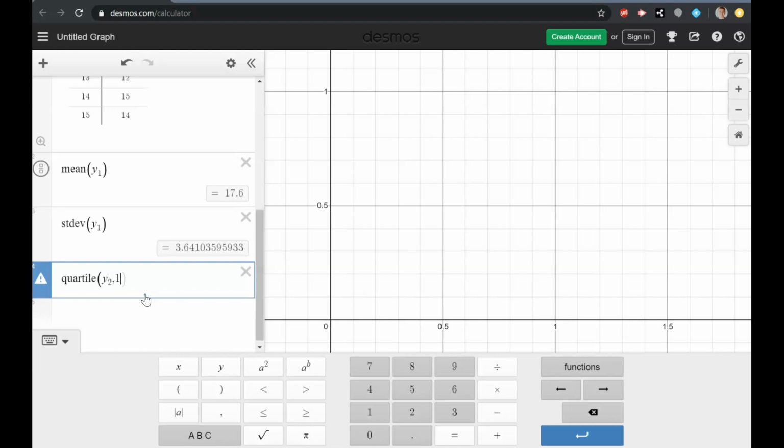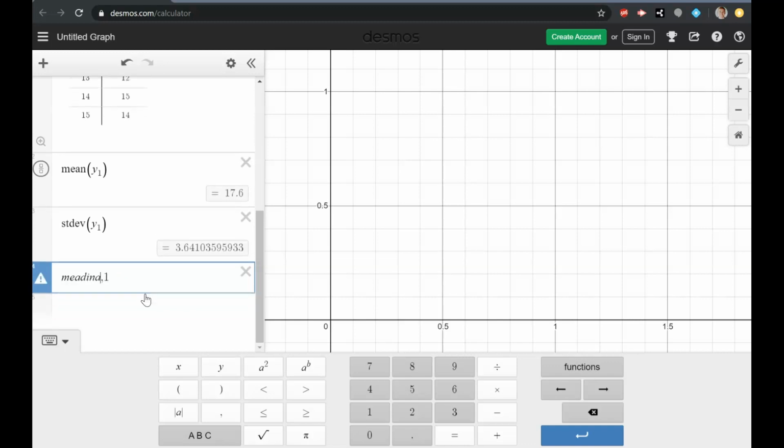So I want the first quartile value. Oh, whoops, I typed in y2. We want y1. And then I want quartile 1, and it'll give me the value for quartile 1. That's basically the median of the left side of the table values. You can also find the median here, but I'm going to show you something.